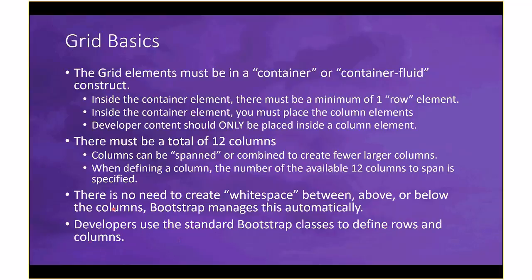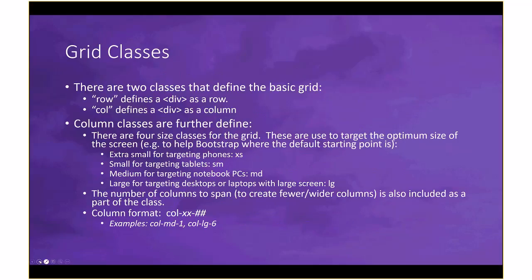Again, this is part of the acceleration or simplification that Bootstrap provides. There are automatically 12 columns, and then you just decide how to define those. You don't have to create your own classes. Bootstrap already has the classes available for you. There are 2 classes that define the basic grid. The row class on an HTML div defines a row, and the column class on an HTML div defines the column.